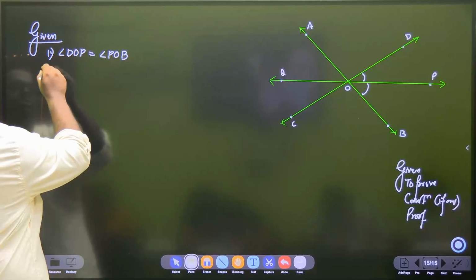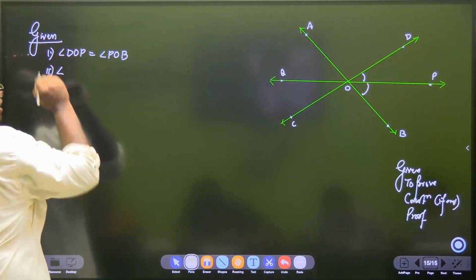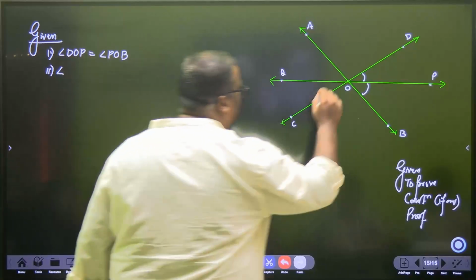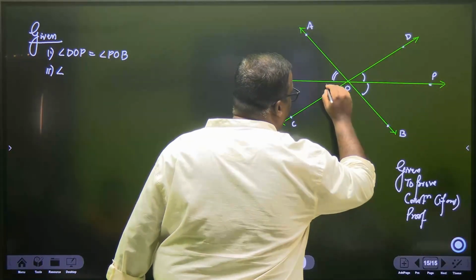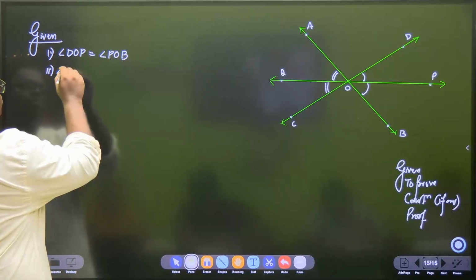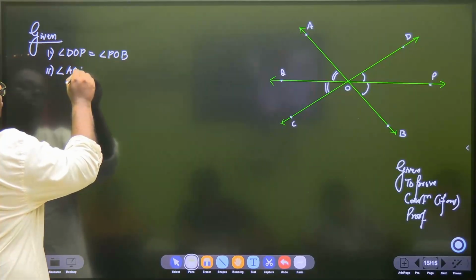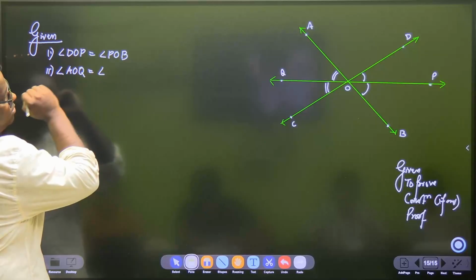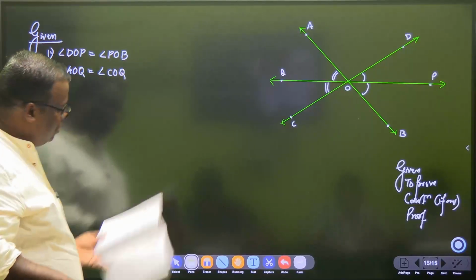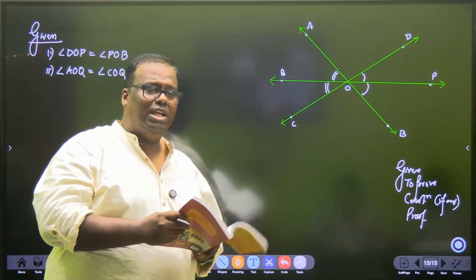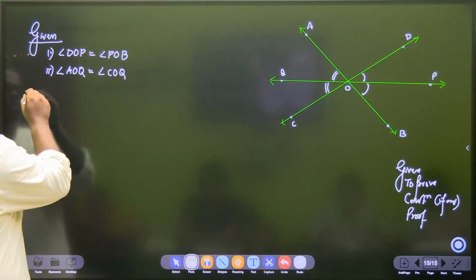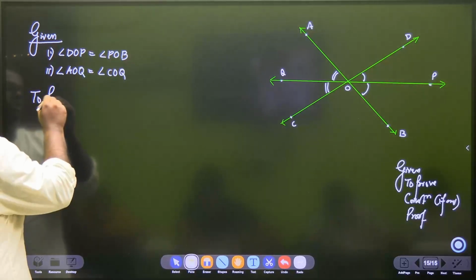Yes or no? And second, they have said that OQ is also a bisector. Now here you don't have the right to put a single symbol because you don't know whether the angles are equal or not. So we will write angle AOQ is equal to angle COQ. Fine. Let's see what the question says. After that it says show that, which means no more given data is there. So I write, to prove.